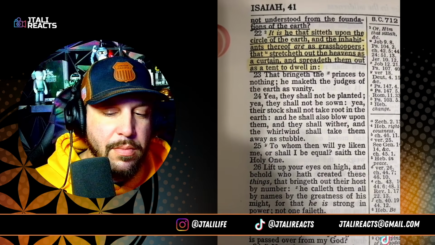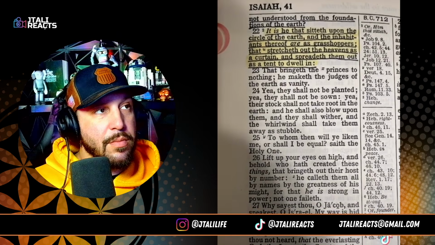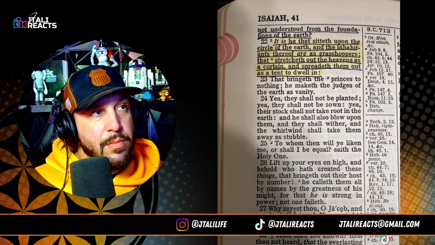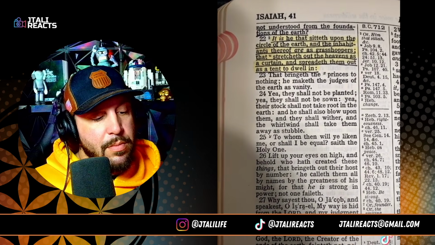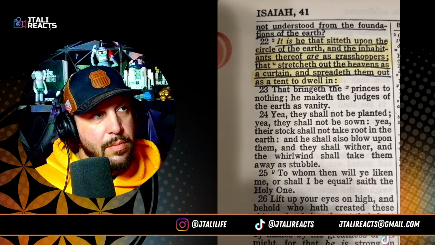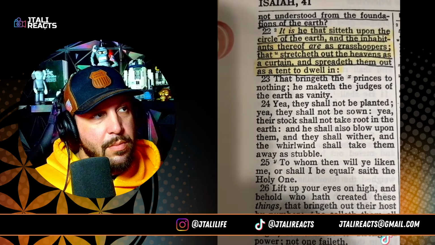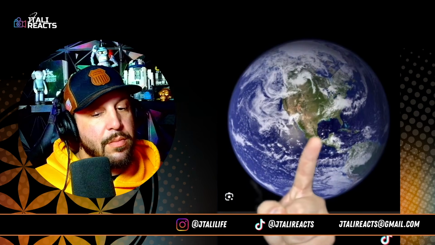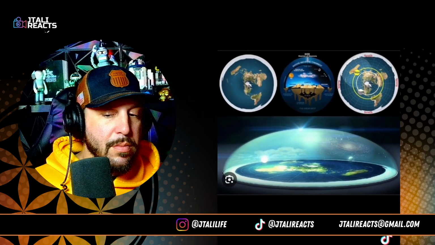Isaiah 40:22: It is he that sitteth upon the circle, not ball, of the earth, and the inhabitants thereof are as grasshoppers, that stretcheth out the heavens as a curtain, and spreadeth them out as a tent to dwell in. Again, stretcheth out the heavens as a curtain, and spreadeth them out as a tent to dwell in. Here's a test. Would you say this looks like a circle and a tent to dwell in? Or this looks like a circle and a tent to dwell in?